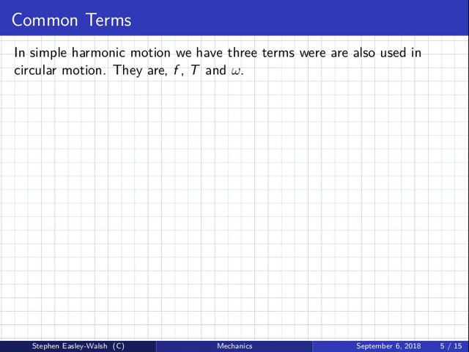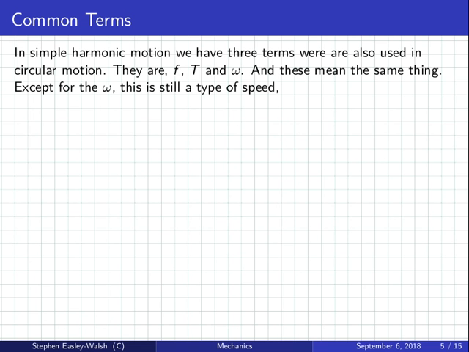But we have some new ones. And by the way, these all mean the same thing. Frequency, do you remember, it means how many in 1 second? It's the same for simple harmonic motion, how many in 1 second. And the T, what was the T? Time, so again, it's the time for one cycle. The omega means something a little bit different though, which we need a different picture to explain. It's still an angular velocity, but you might say, how could it be an angle because there's no angle? So we'll get to that one later.